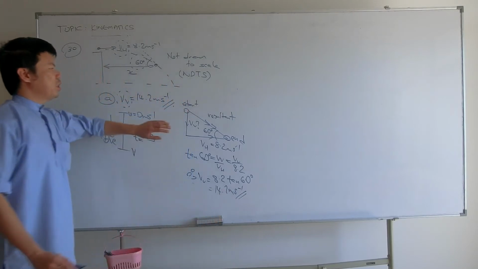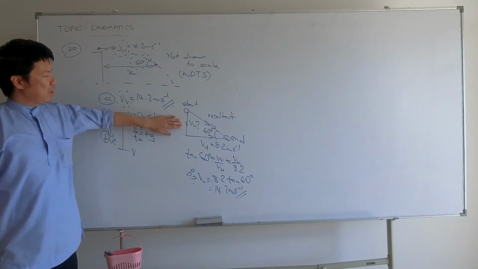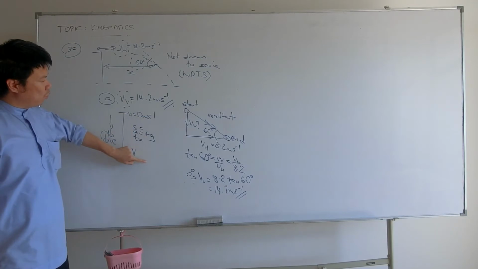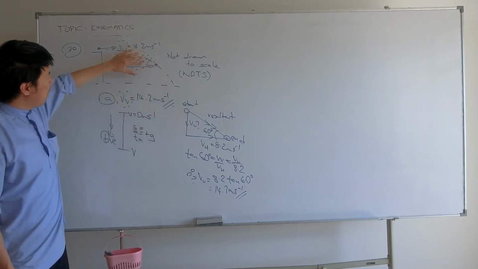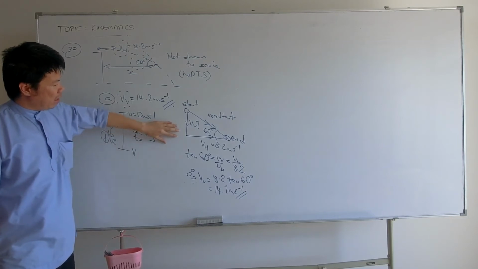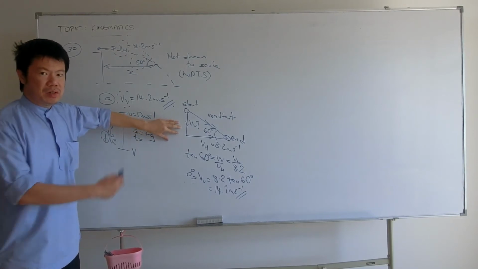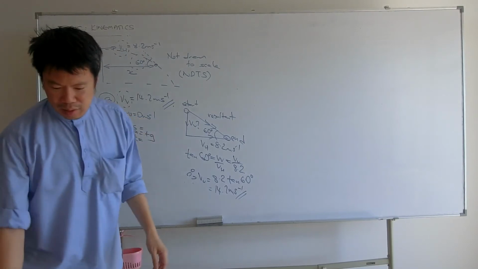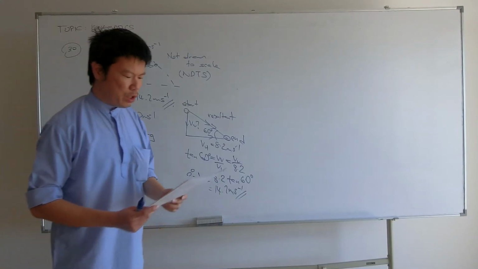Again, remember, questions will appear in which whatever you studied, you cannot solve. So what do you do? Go back, look at what is given. We draw a diagram, and then perhaps you just need to use maths. So let's move on to the next part, which is B.